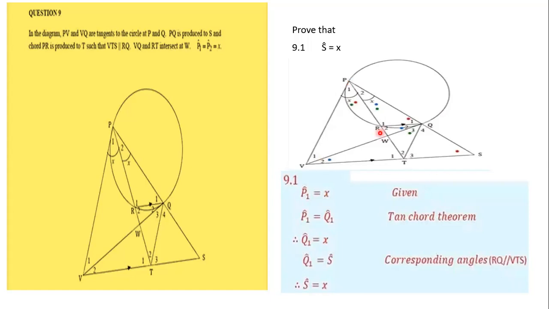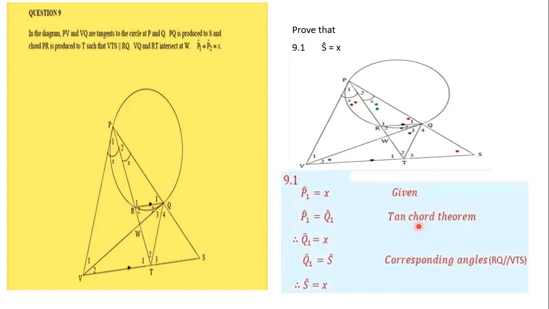So you can say it's the angle between the tangent PV, here's our PV, and the chord PR. Or you can just say it's the tan chord theorem. Then there's a reason. There's a mark for this and a mark for the reasoning. So that's how we do it.